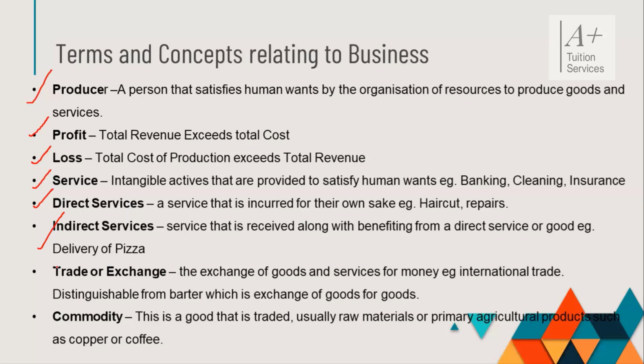Then we have trade or exchange, the exchange of goods and services for money, for example, international trade, distinguishable from barter, which is the exchange of goods for goods. And then we have commodity, and this is the good that is used to be traded. This is the actual product. Usually raw materials or primary agricultural products such as coffee or copper, right? A commodity that is used to be traded.